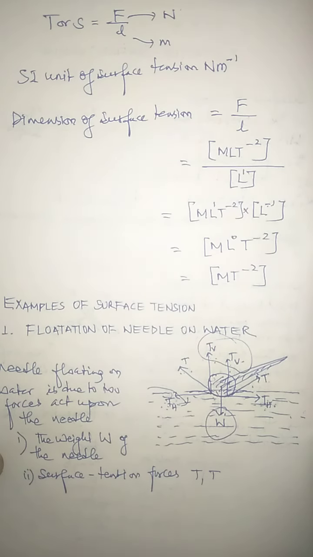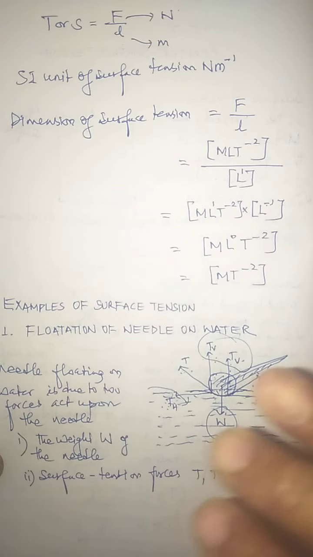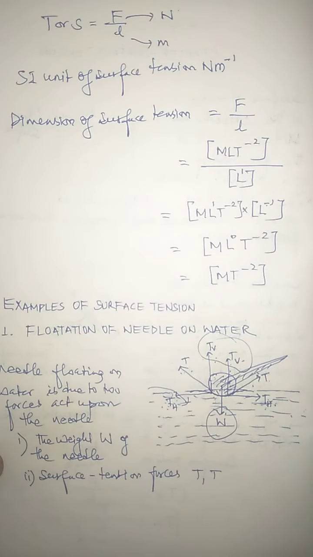In that case, we see that the insect and mosquito will simply sink in water and die. But if it is pure water, sometimes we see mosquitoes or insects lying on the surface of water, because the weight of the insect or mosquito is simply balanced by the surface tension of water. In that case, the mosquitoes or insects float or swim on the surface of water.